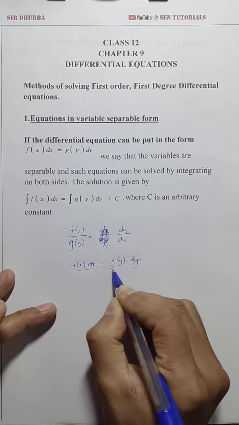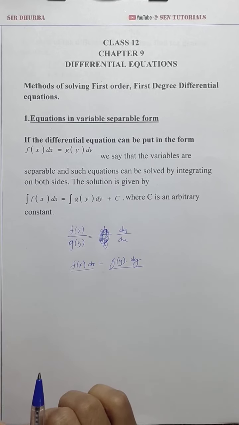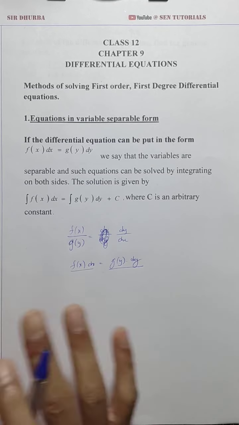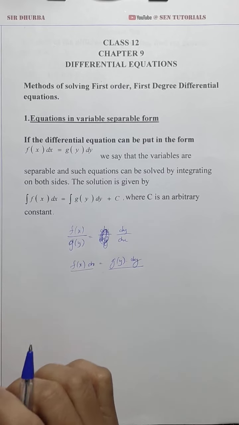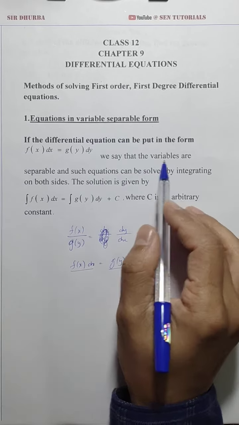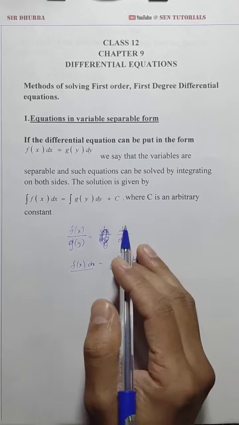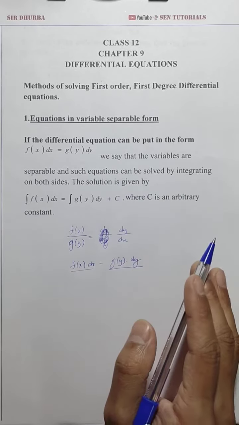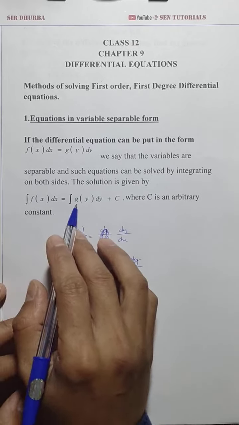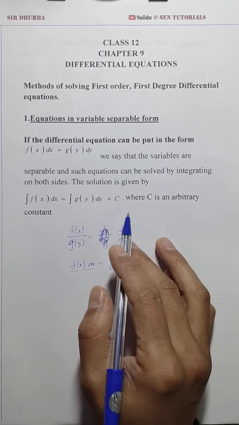So once the variables are separated with each grouped together, x with x, y with y, or any other variables, then of course we say that the variables are separable if it is possible, and such equations can be solved. What we will do is integrate on both sides, that is, the solution will be given by integrating both sides plus, of course, a constant.